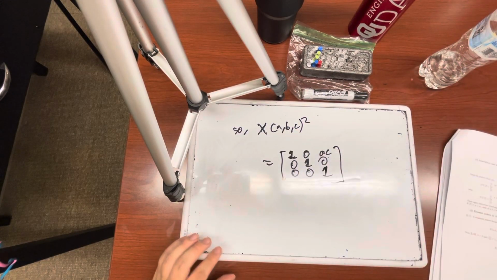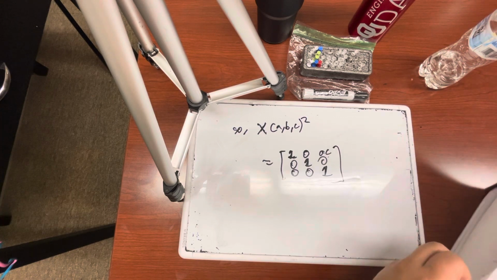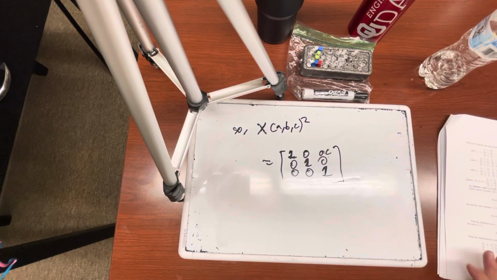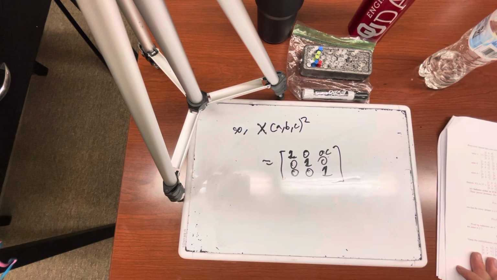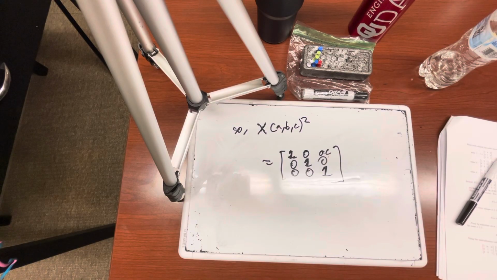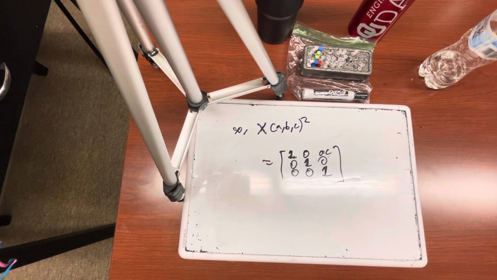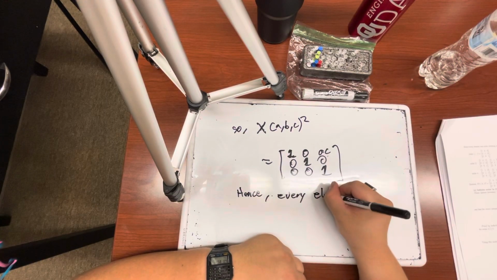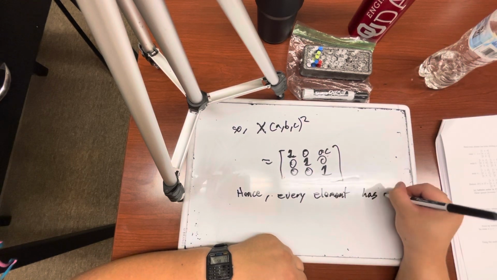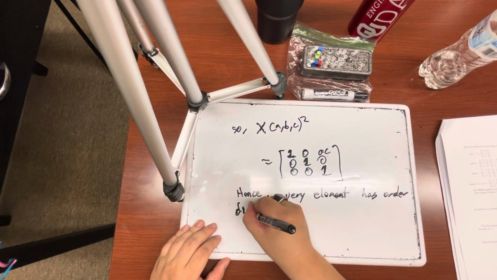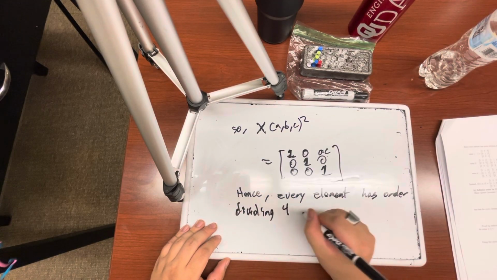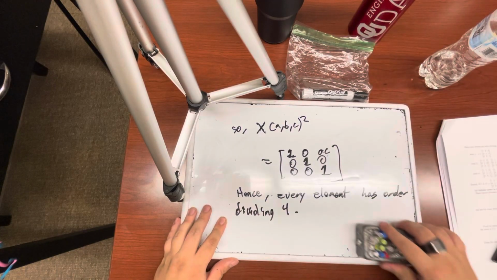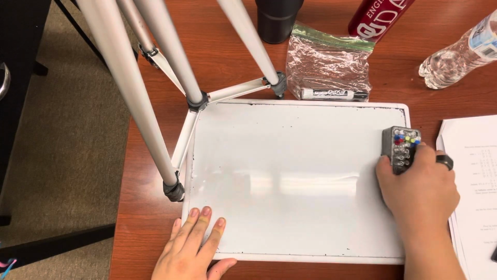All right? Now, there's more to this. Hence, every element has order dividing 4. And let's do a quick check of this.